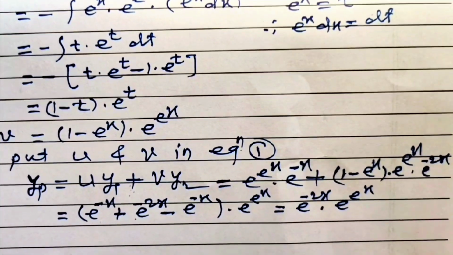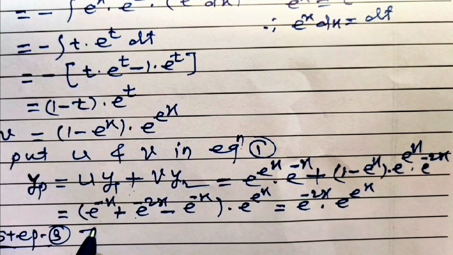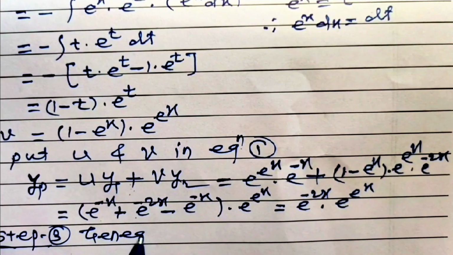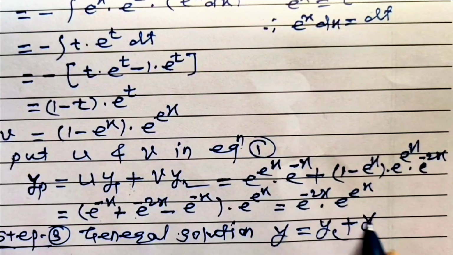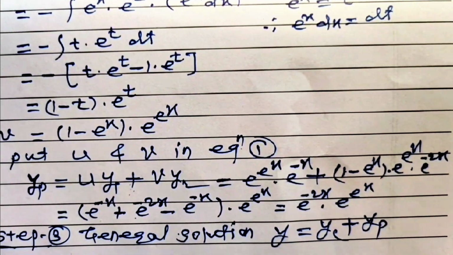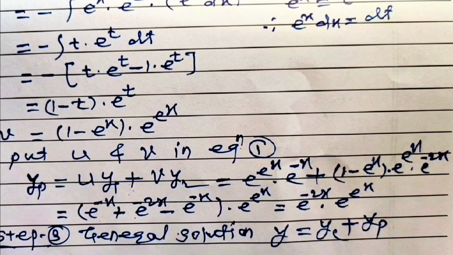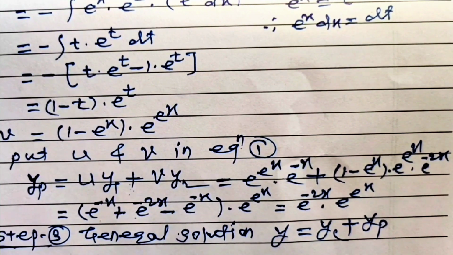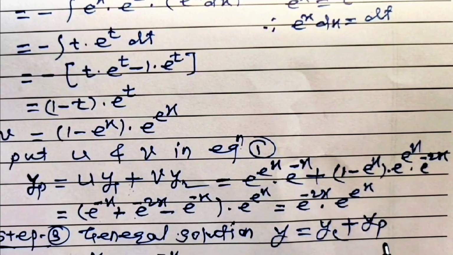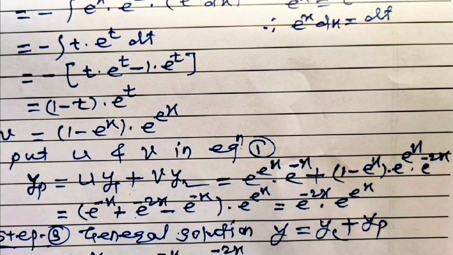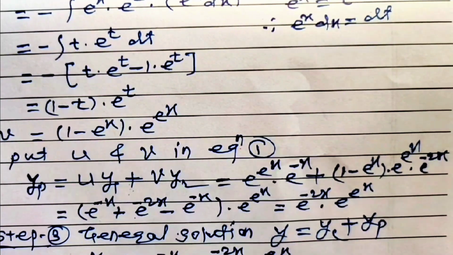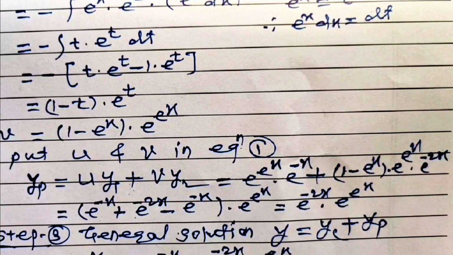Now step number 3, that is general solution. General solution is given by y is equal to yc plus yp. Now you can put yc, means complementary function. y is equal to complementary function c1 e to the power minus x plus c2 e to the power minus 2x, plus yp, that is particular integral, is e to the power minus 2x into e to the power x. So this is general solution, which is final answer.